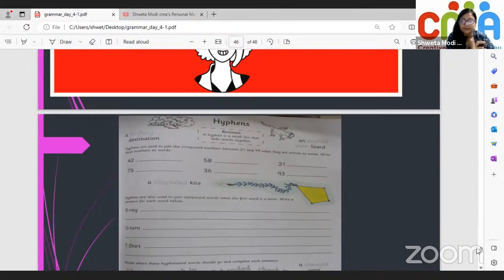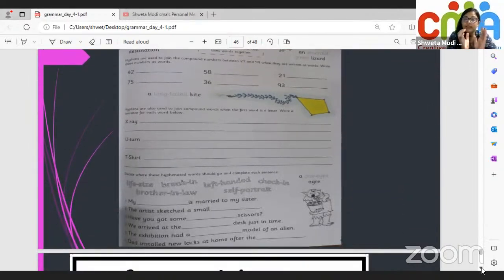The second use is whenever you have a word like X-ray, U-turn, T-shirt. You can see that the first word is a single letter. In X-ray, X is a single letter. In U-turn, U is a single letter. In T-shirt, T is a single letter. So when you have a single letter, then we have to use hyphen. So hyphen is used to join compound words when the first word is a single letter. Okay. Now the third use is for hyphenated words. These are words where you have an adjective describing another adjective.